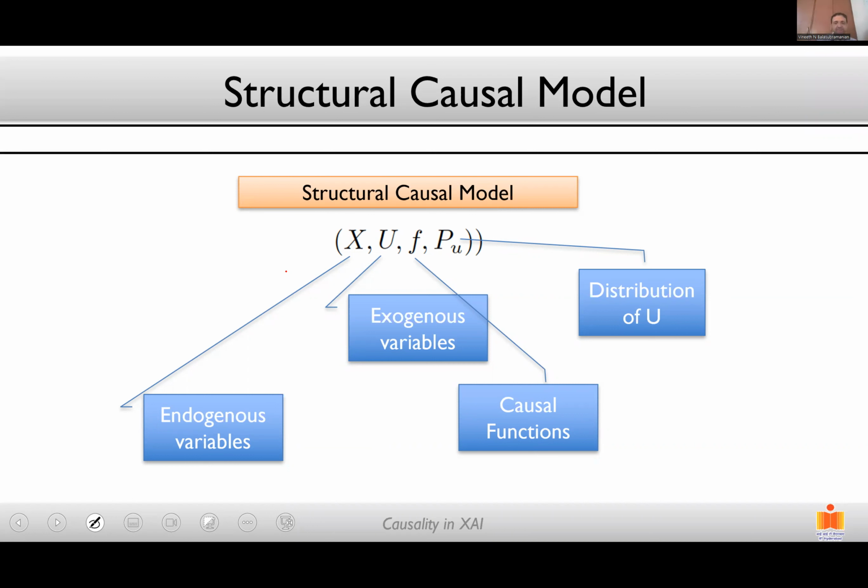We define the structural causal model to be made up of 4 variables: X, a set of endogenous variables, which are the variables that we are interested in; U, a set of exogenous variables that could be noise variables and other variables that are impacting the generation; F, a set of causal functions that define the connections between these variables, assuming that x1 is connected to x2. Then what is the function that connects x1 to x2? We assume that there is a function, but we don't know that function. And finally, the distribution of the exogenous variables itself. Now, this is a standard definition of a structural causal model.